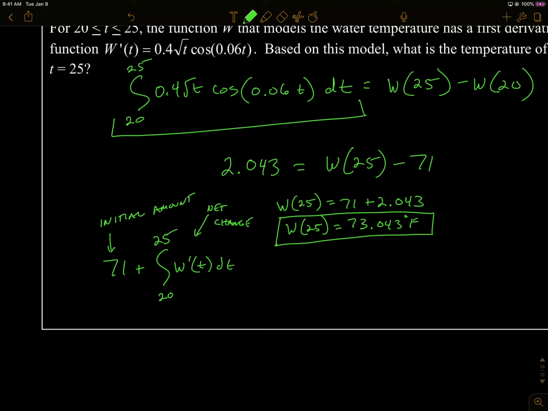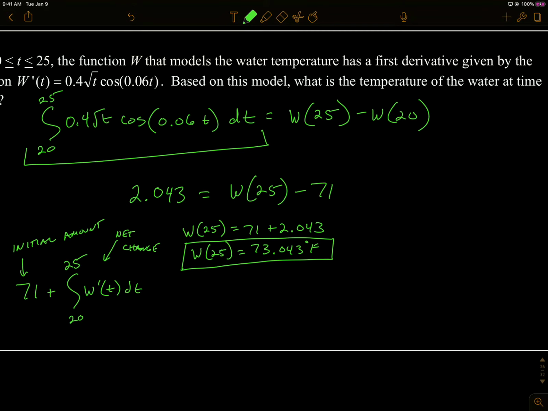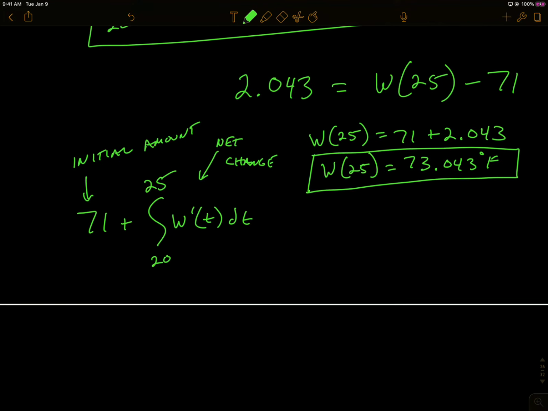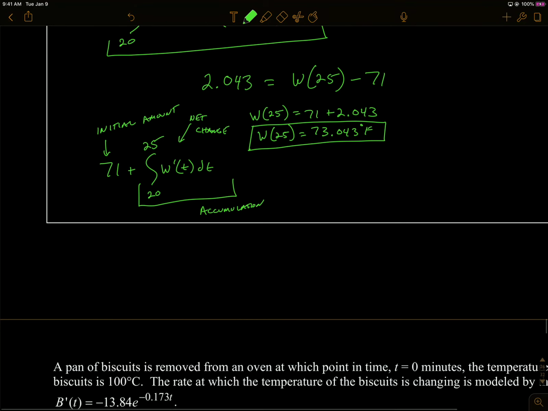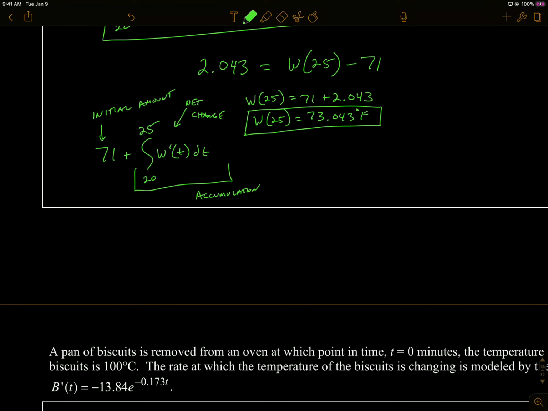Just finding the integral is not enough. So that's another way to think about this, where you don't have to do the fundamental theorem of calculus and solve for W of 25. If you understand this as an accumulation, that's how much temperature you've accumulated, and it could be positive or negative. In this case, it's a positive change. So we add that to where we started at time 20. It's another way to think about that one.